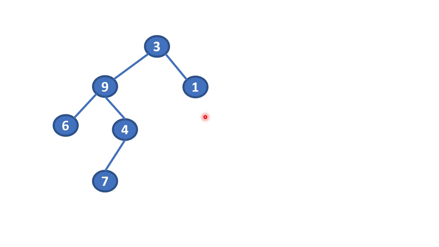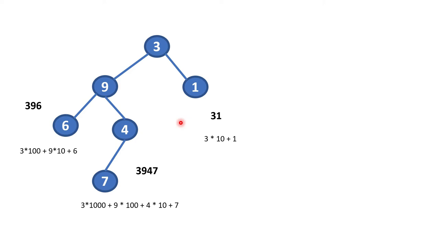So now the question is how we can solve this problem. If we look here, the number 396 is formed, and if we break down the number, it is 3 into 100 plus 9 into 10 plus 6. Here if we check, that is 3947. If we break it down, that is 3 into 1000, 9 into 100 plus 4 into 10 plus 7. Here it is 31, that is 3 into 10 plus 1.